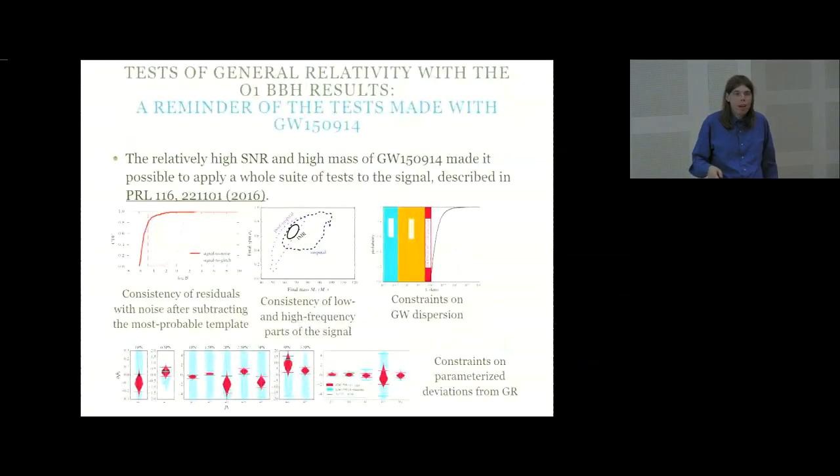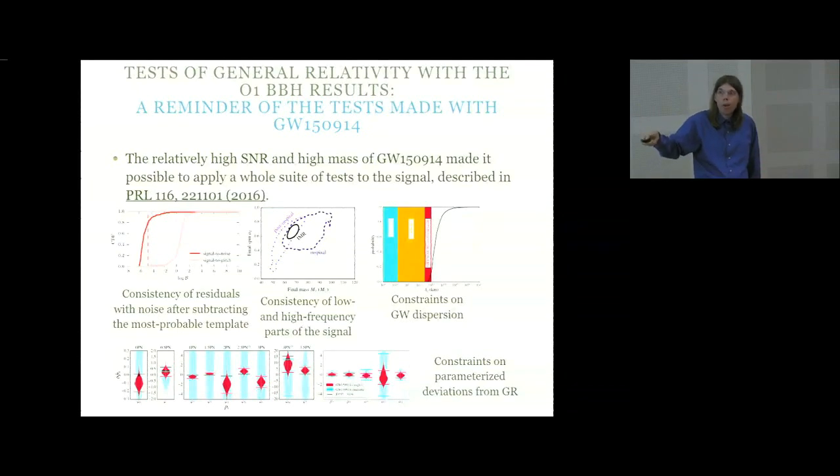So now to move on from parameter estimation to tests of general relativity. For the first signal, there was an entire paper written about tests. I'll just go through these quite rapidly. There was a relatively high SNR and high mass. You saw the inspiral, merger and ringdown, so we were able to do a whole bunch of tests.